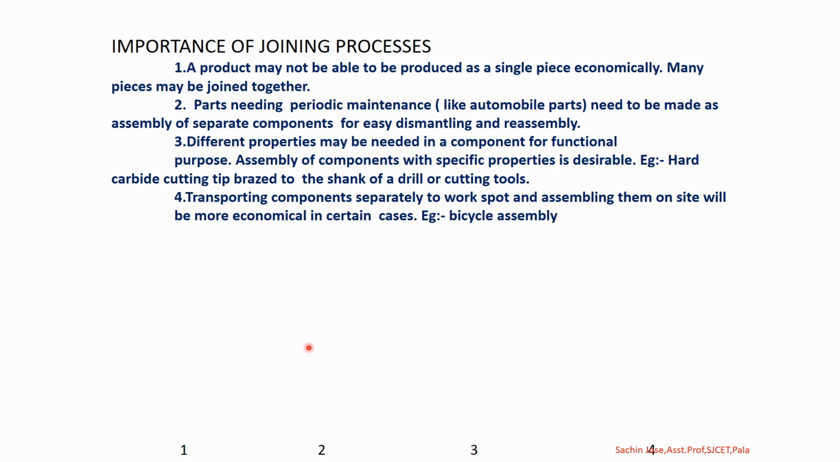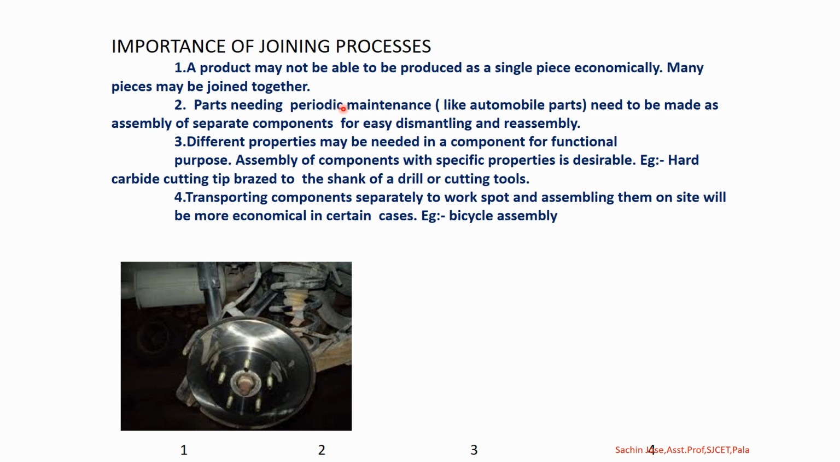So the importance of joining process. Why do we need to produce components and join them together? Why can't we produce it as a single unit? That's a common question that may come across your mind. The first point is it may not be economical to produce as a single item.